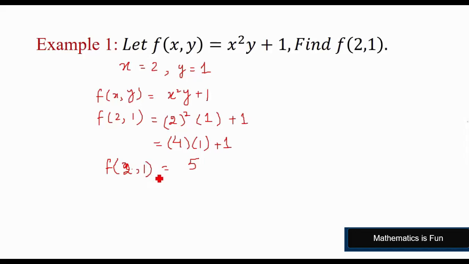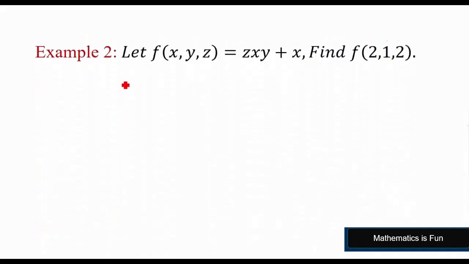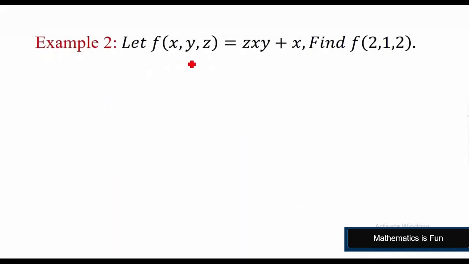So just like we have done in calculus, the difference is that in calculus we put a single value in the function, and in multivariable functions we have input in the form of an ordered pair or triplet and so on. Example 2: we have a function with three independent variables x, y, and z, and it is defined as f(x, y, z) = zxy plus x, and we have to find its value at the point (2, 1, 2).